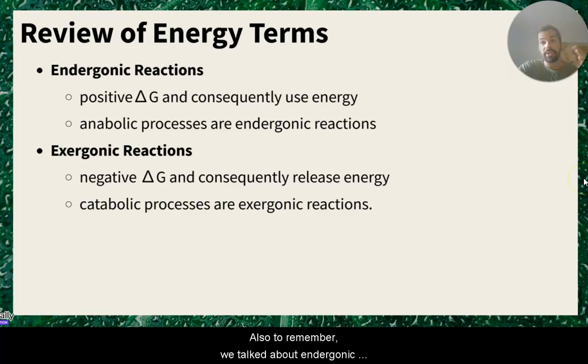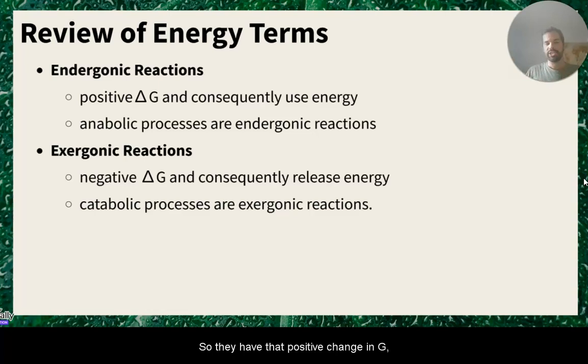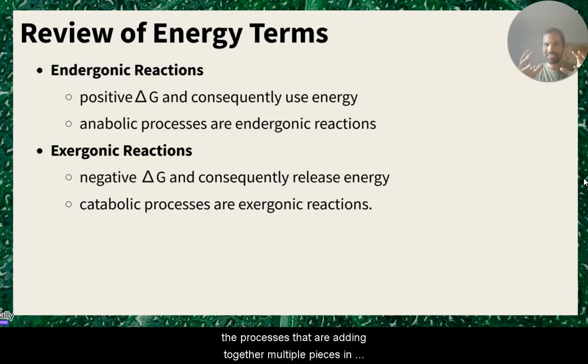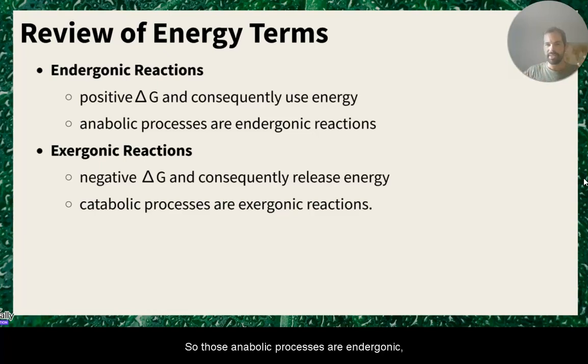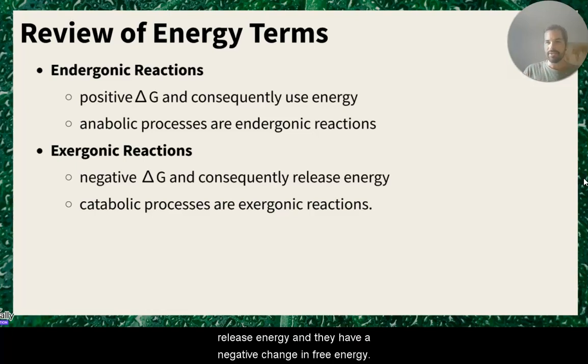Also to remember, we talked about endergonic versus exergonic reactions. So our endergonic reactions are those ones that require energy, where the products of the reaction have more energy because they've taken an input of energy. So they have that positive change in G, that positive change in Gibbs free energy. These are our anabolic processes, those processes that are adding together multiple pieces in order to form larger molecules. So those anabolic processes are endergonic, whereas the catabolic processes are more exergonic, which is saying that they release energy and they have a negative change in free energy.